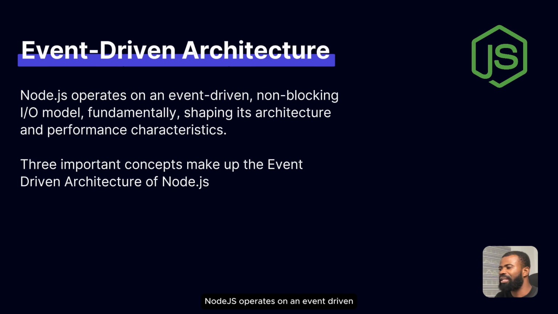Node.js operates on an event-driven, non-blocking I/O model, fundamentally shaping its architecture and performance characteristics. Three important concepts make up the event-driven architecture of Node.js, and they are the heart of Node.js, which makes them very important to learn if you want to become a great backend engineer with Node.js.